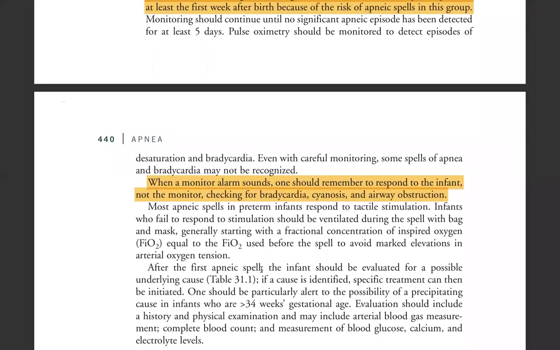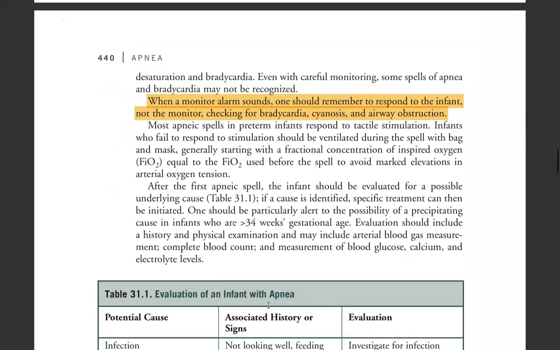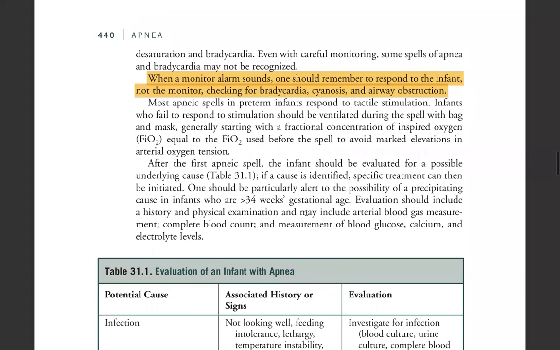After the first apneic spell, what should you do? You should identify the cause. So what are the causes of apnea? That's what we should read now. Always evaluate the cause.